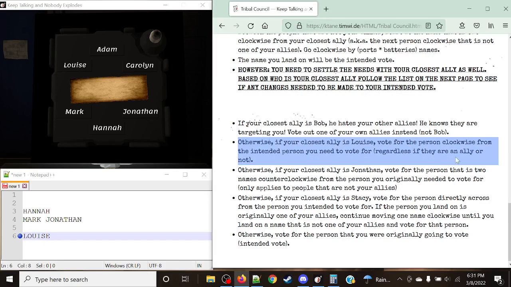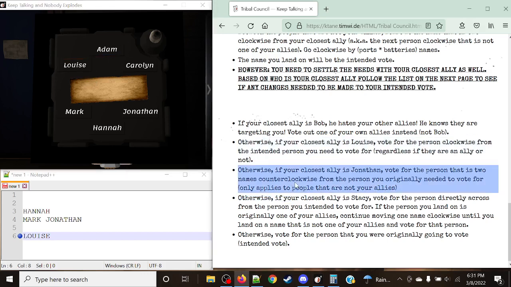We're going to vote for the person clockwise from the intended person you intend to vote for, regardless if they are an ally or not. So if a person clockwise happens to be an ally or not, you will simply vote for them if they're one clockwise. So keep that in mind. If your closest ally is Jonathan, no, is one of my allies, but he's not the closest. Vote for the person that is 2 names counterclockwise from the person you originally need to vote. This only applies to people that are not your allies.